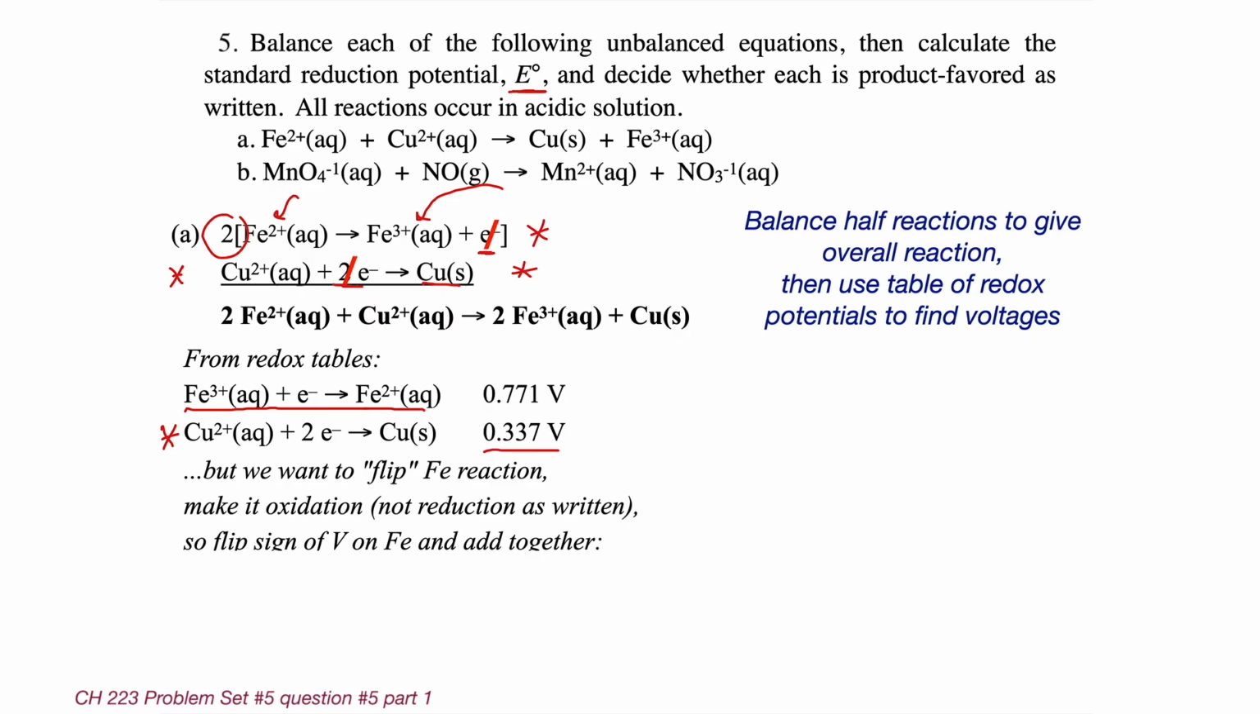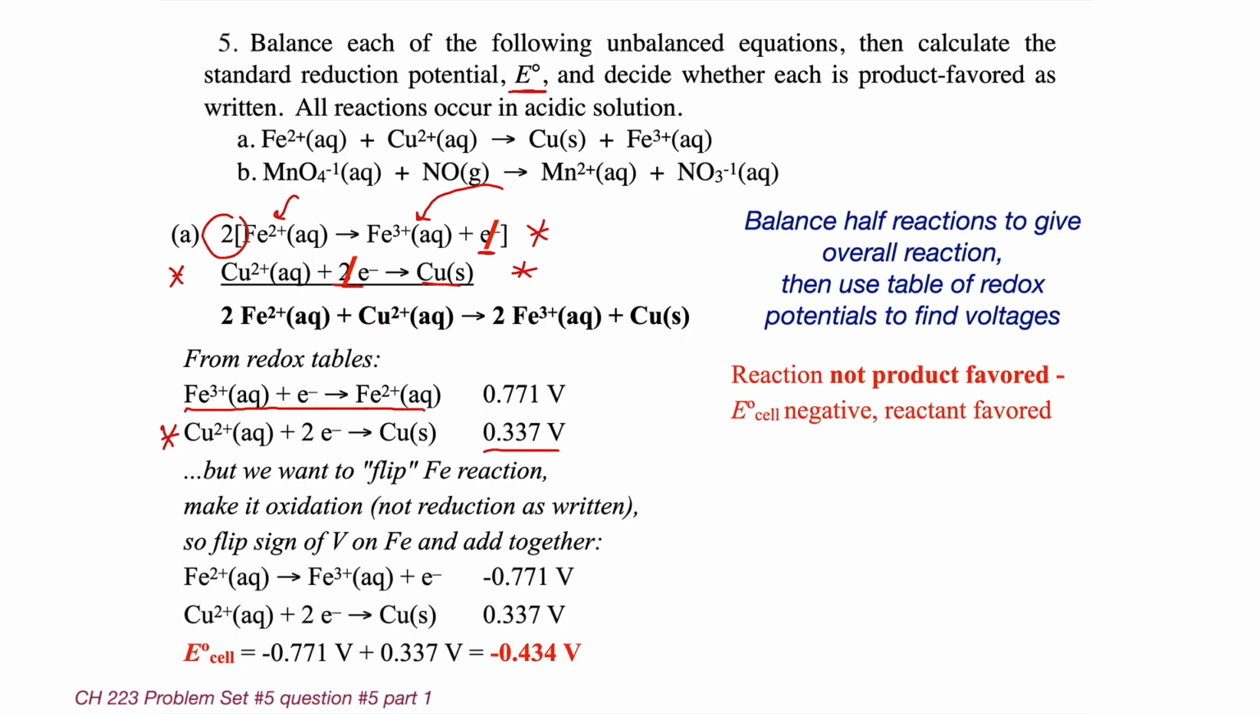So what we need to do is flip that half reaction around, and no problem. If you flip it around, all right, and you turn that into iron 2+ going to iron 3+ plus an electron, you flip the sign of E. So what was a positive 0.771 volts becomes a negative 0.771 volts, and that's what we want in this problem. And once you flip it, then you can just add these two cell potentials together to get negative 0.434 volts.